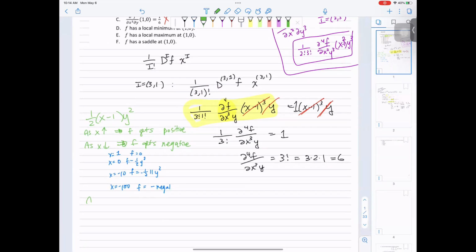Let's look at what happens to y. As y increases, what happens? Any number squared will be positive. So no matter what, this f term will keep getting bigger and bigger, or more positive. What about as y decreases? Any negative number squared is still going to be a positive number. So f still gets more positive, even if y is negative.